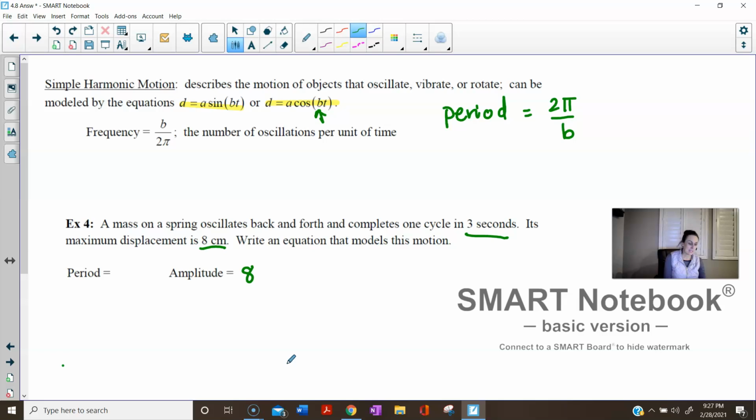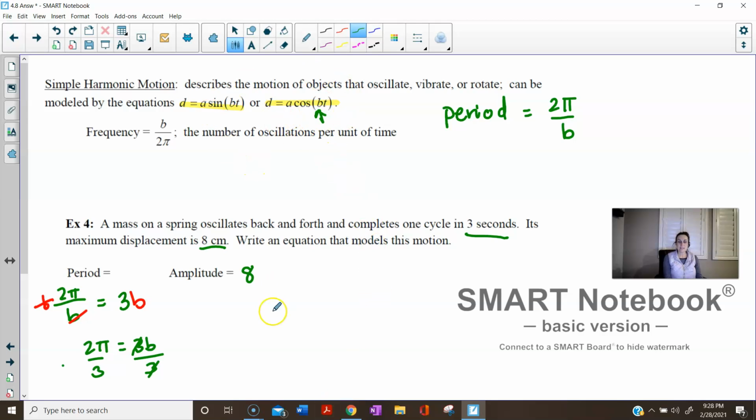The period is going to be 2 pi over B, which is going to happen every 3 seconds. So that's going to be 2 pi over B equals 3. And then let's figure out what B is. So you'd multiply both sides by B. So now you have 2 pi equals 3B, and then divide by 3. And so B is equal to 2 pi over 3.